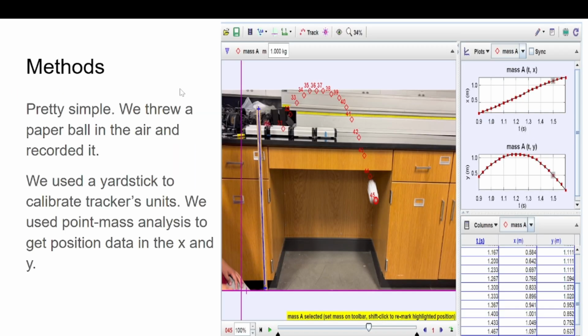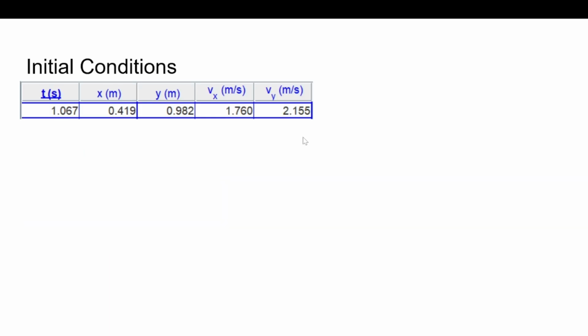Experiment. Pretty simple methods. We threw a pure ball in the air. We used a yardstick to calibrate tracker units. And we used point mass analysis to get position data in the X and the Y. This is my picture of my experiment. So yeah, these are my initial conditions that I mentioned earlier.